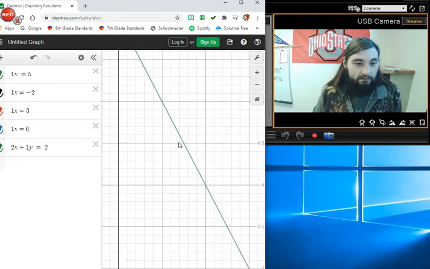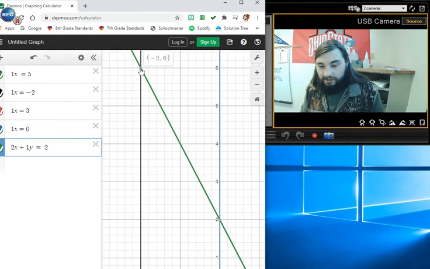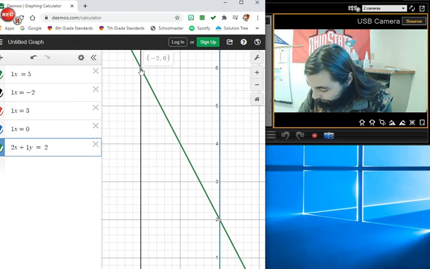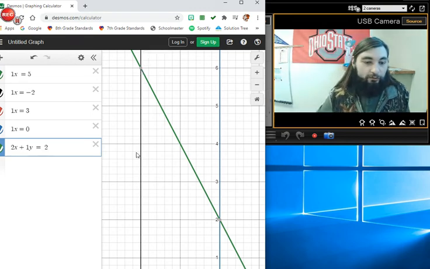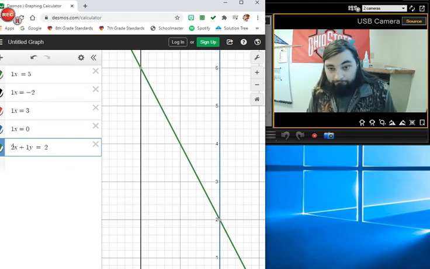And let's keep going negative. This one is what? Nope. Negative 1.5, 5. No. Let's go this one. Negative 2, 6. Okay, 4 different solutions for this equation of 2x plus 1y equals 2. Again, pretty easy, pretty straightforward.